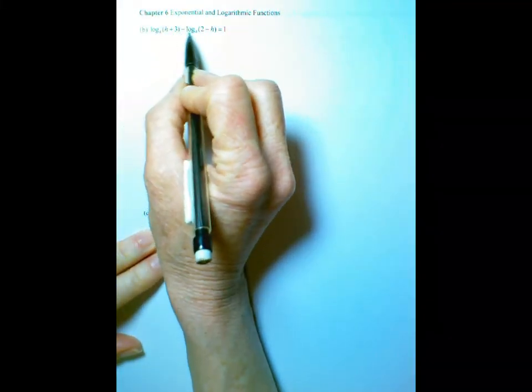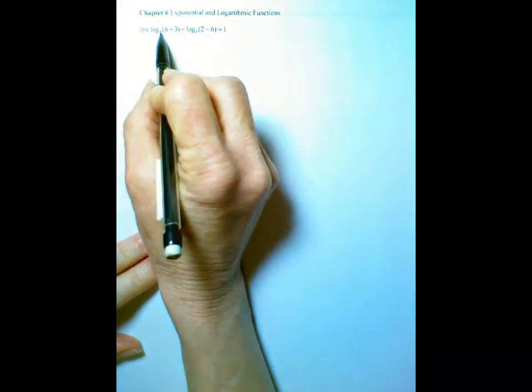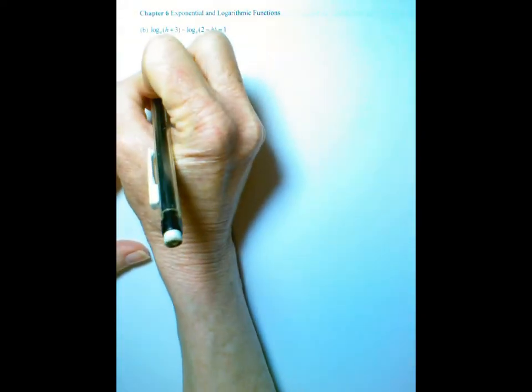Okay, let's continue with section 6.6 on logarithmic and exponential equations. We're on our example of solving these, and we're on part B from example 1. Here we have a log base 4 minus a log base 4. So we know we can write that as a single log, so we'll do that first.